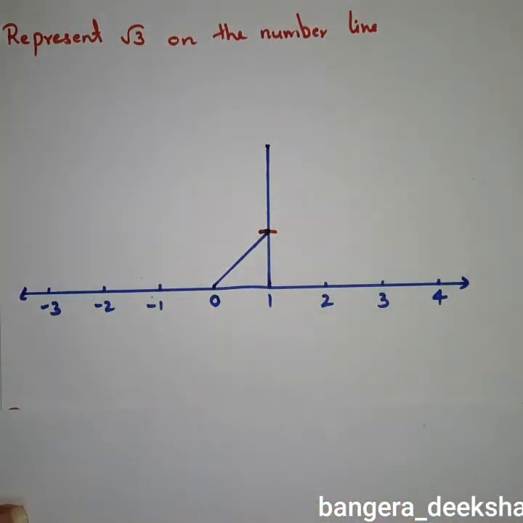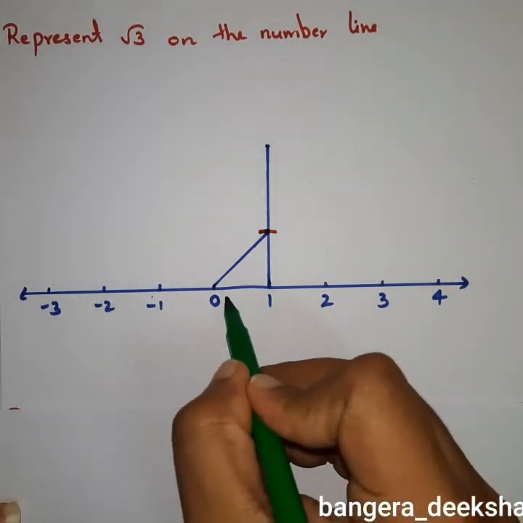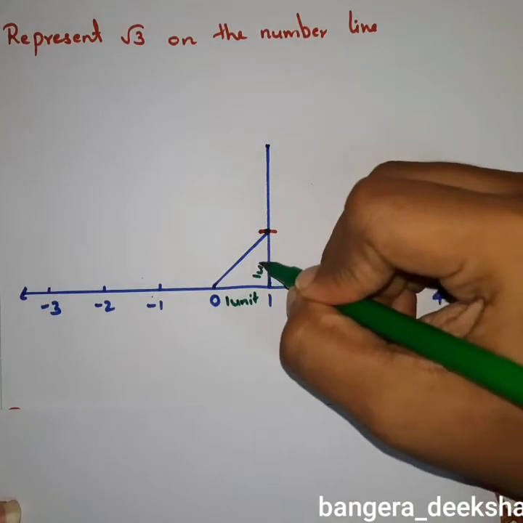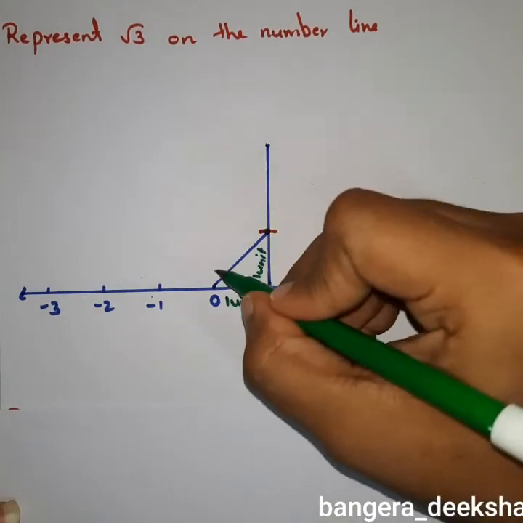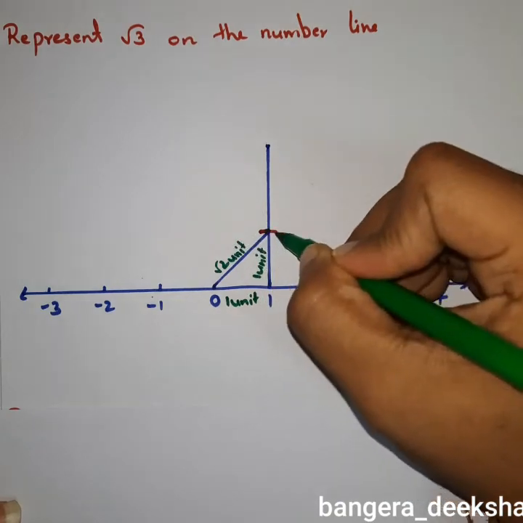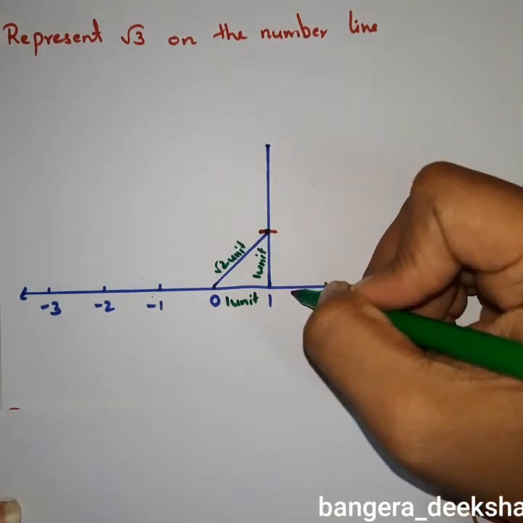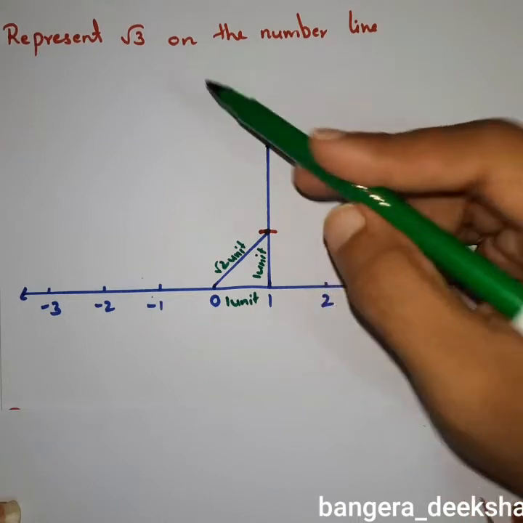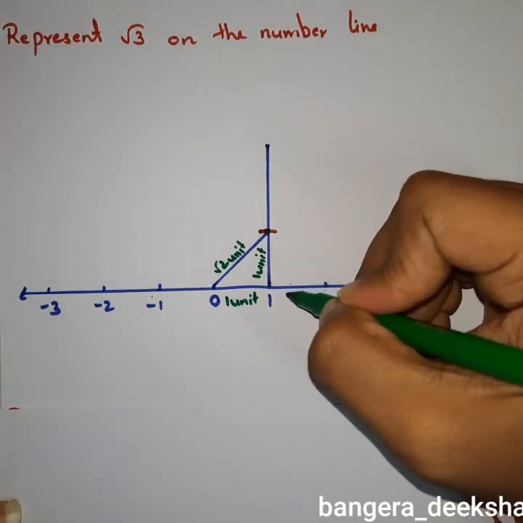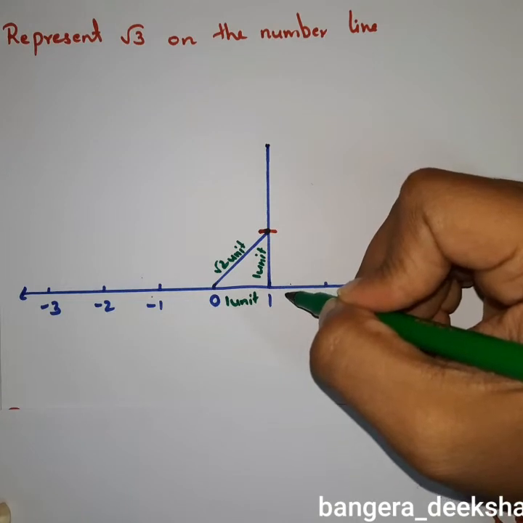Next, we will label this. We will write this as 1 unit. This is 1 unit, and this as root 2 unit. Now you can connect an arc here, but since they have asked us to represent root 3 only, we can skip connecting from here to here. If you do it also, it's not a problem, but you can also skip it.